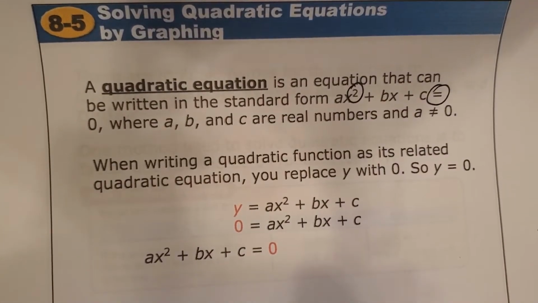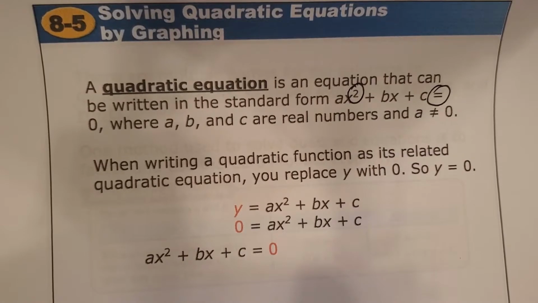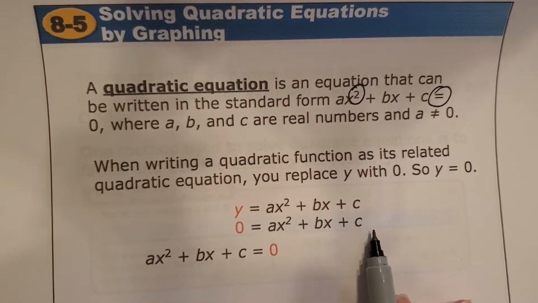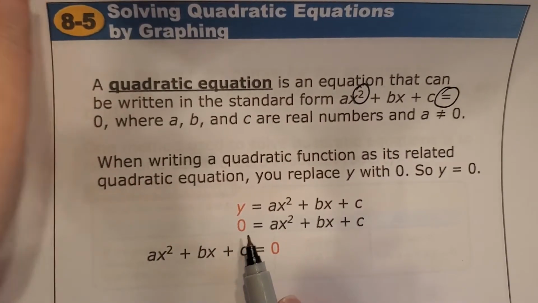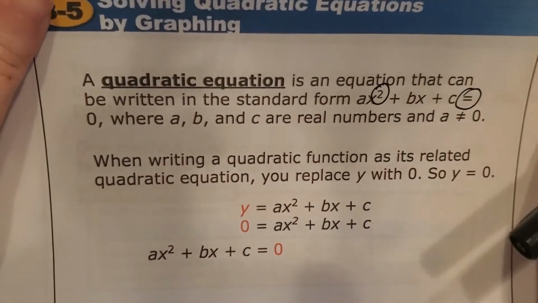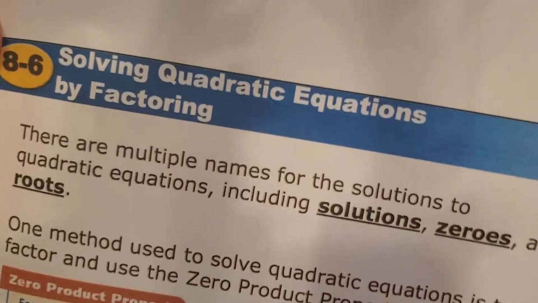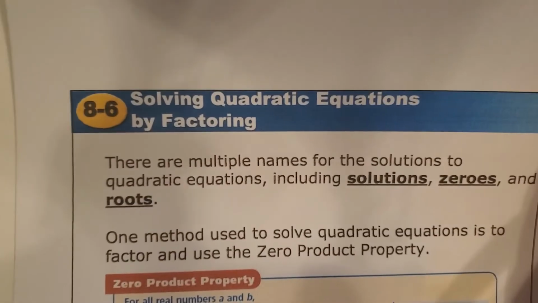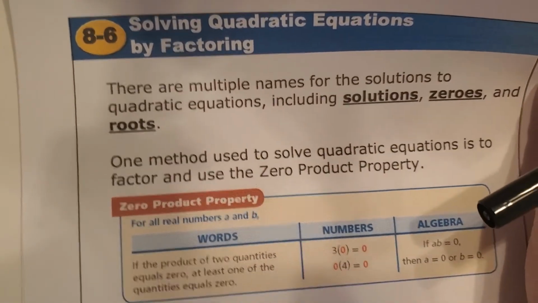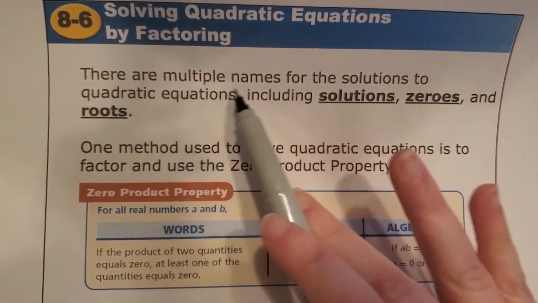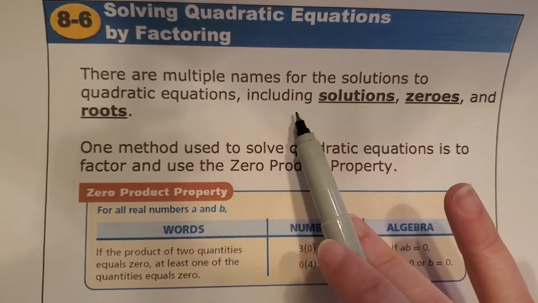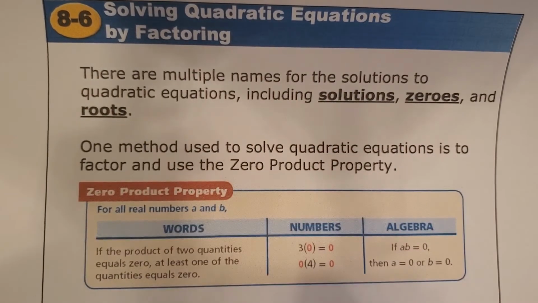So everything that we've been working with up to this point in terms of factoring involves quadratic expressions. And now we are talking about quadratic equations. All right. So most of the time you are going to see your quadratic trinomial equaling 0. And it's really important that you do have it equal 0. Because of this thing called the zero product property. All right, the only other thing this first part talks about is there are multiple names for the solutions to quadratic equations, including solutions, zeros, and roots.